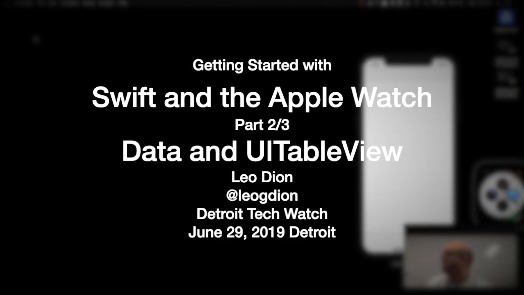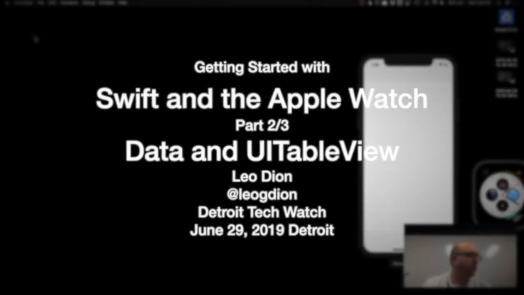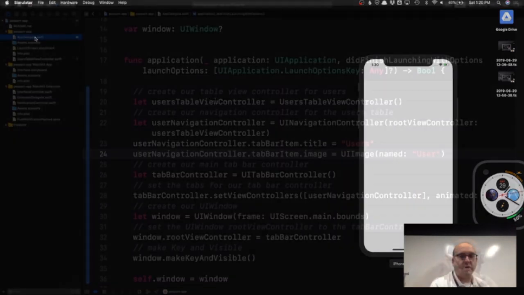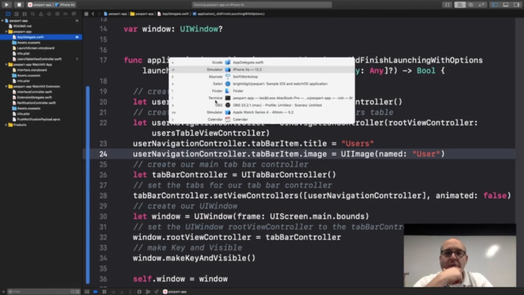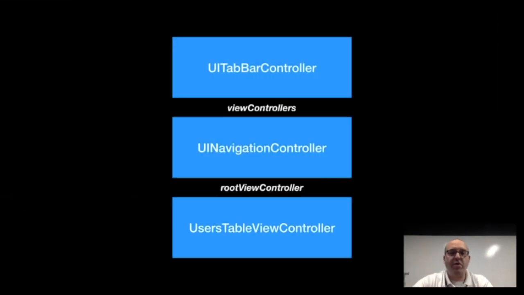Move on forward, and we have an empty table of users. Our next step is going to be actually loading that table with actual users. Just to go back to here, we're setting up the view structure like this.